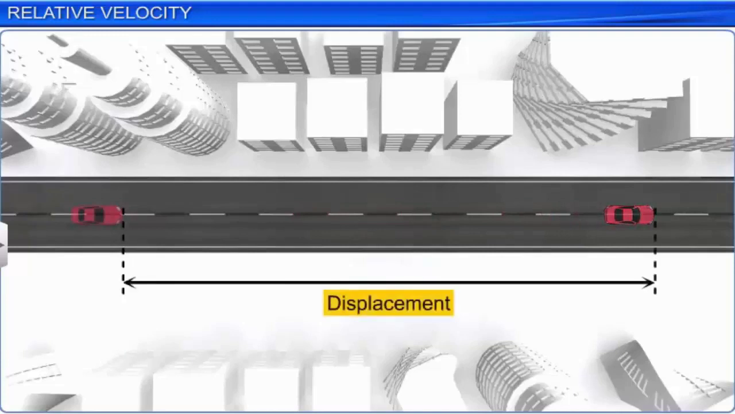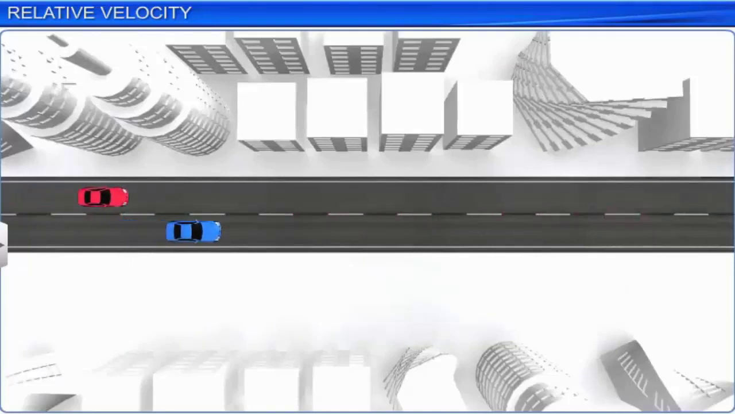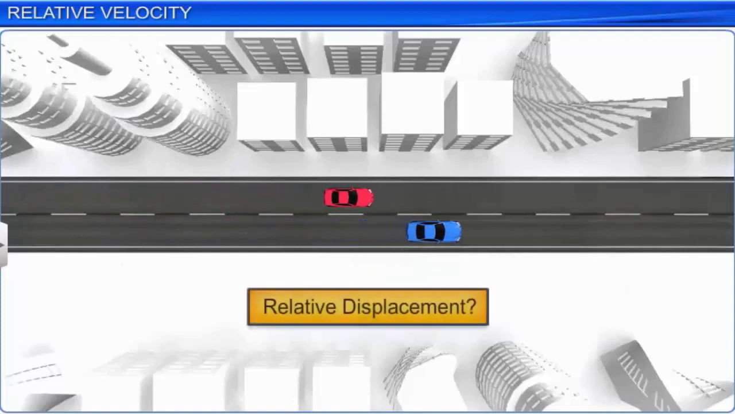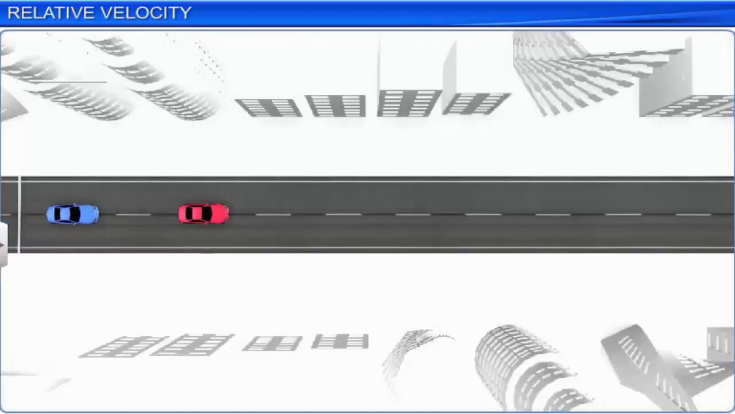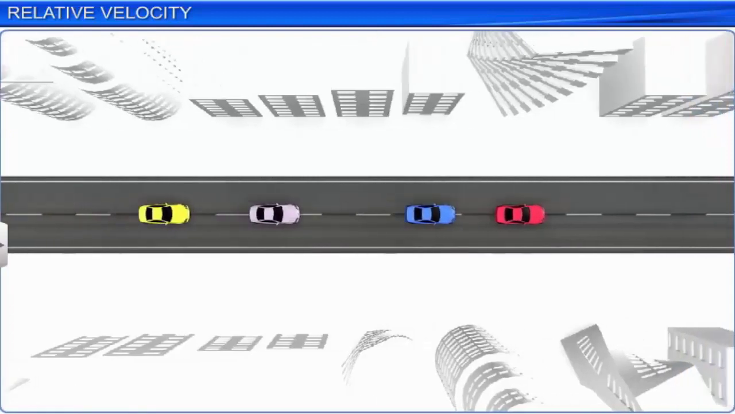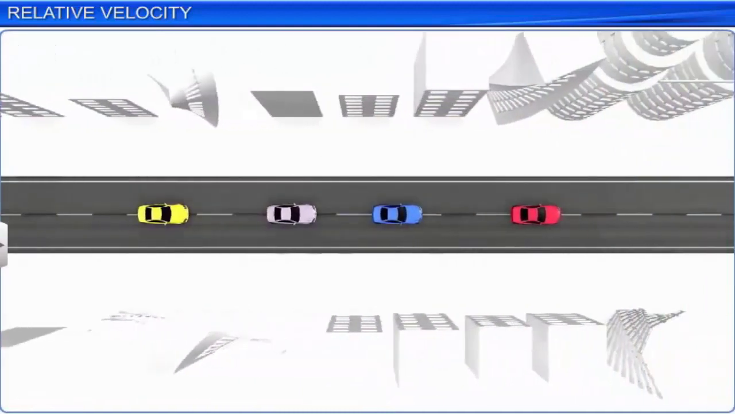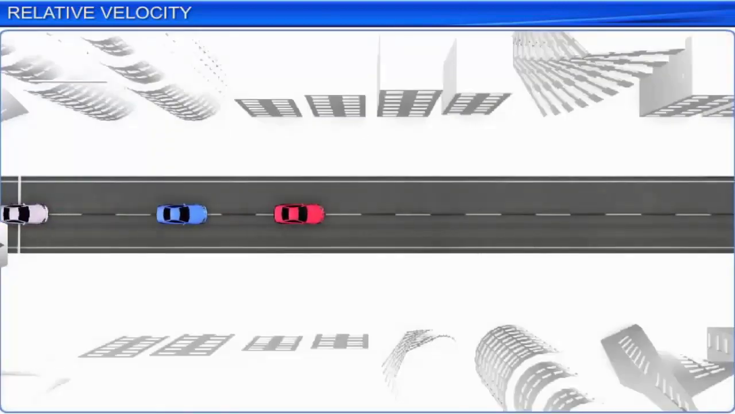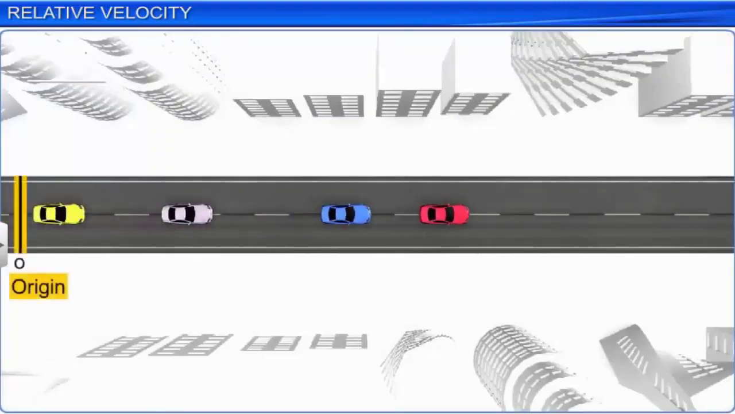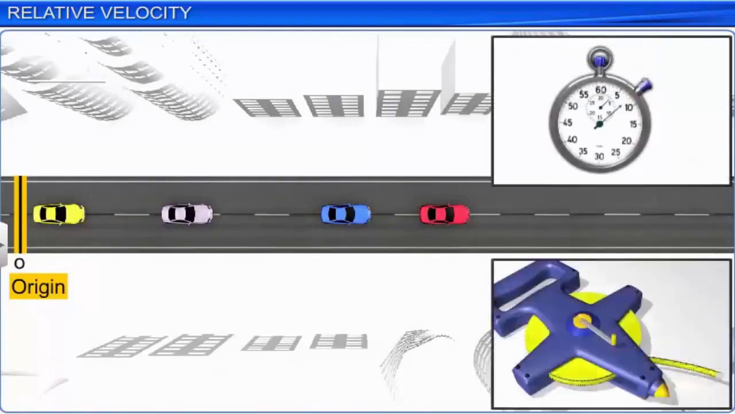We know what displacement is. Now, let's understand what relative displacement between two bodies in rectilinear motion is. When several bodies move independently along the same line, time should be recorded from the same initial instant for all bodies, and displacements measured from the same origin and in the same direction. This implies that a single clock and a single measuring tape should be used.